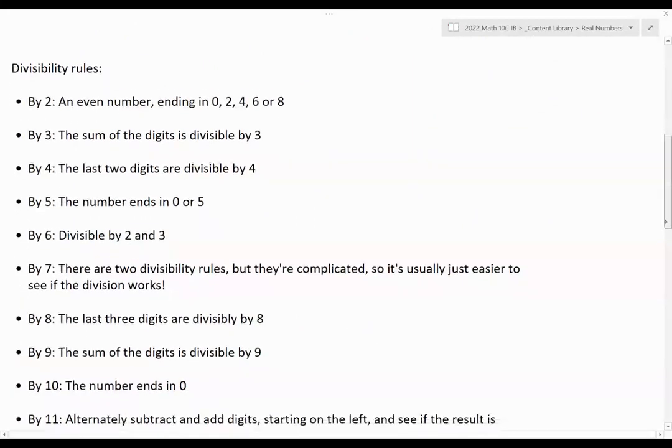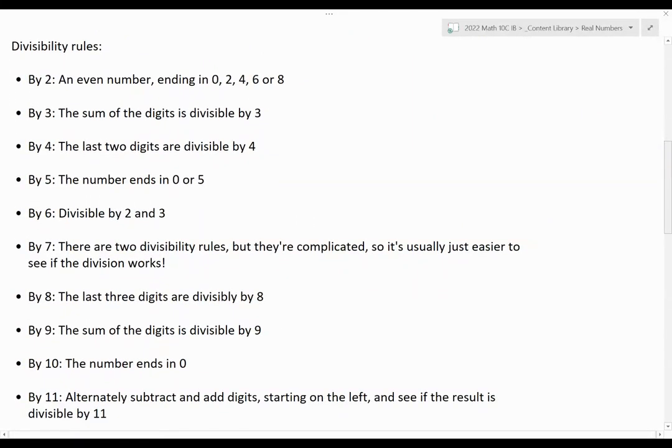So here are some divisibility rules. Probably most of them are familiar to you. For divisibility by 2, we've got even numbers ending in 0, 2, 4, 6, or 8. The reason that works is because let's say I have a number like 96. That number is equal to 90 plus 6. The tens place, the hundreds place, those are always going to be divisible by 2 because 10, 100, 1,000 are all divisible by 2. So if the units digit is divisible by 2, then by the distributive property, this whole number is going to be divisible by 2.